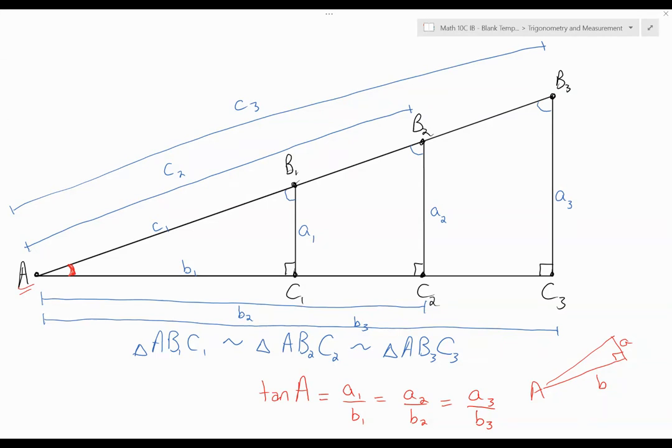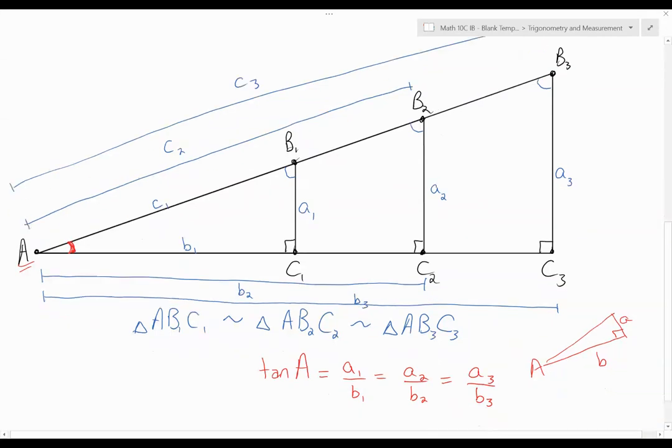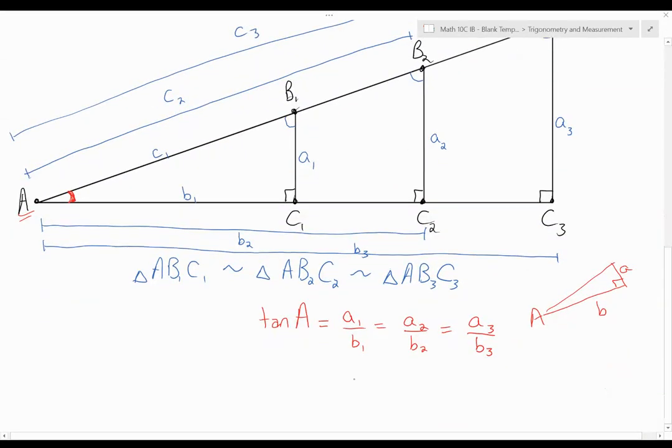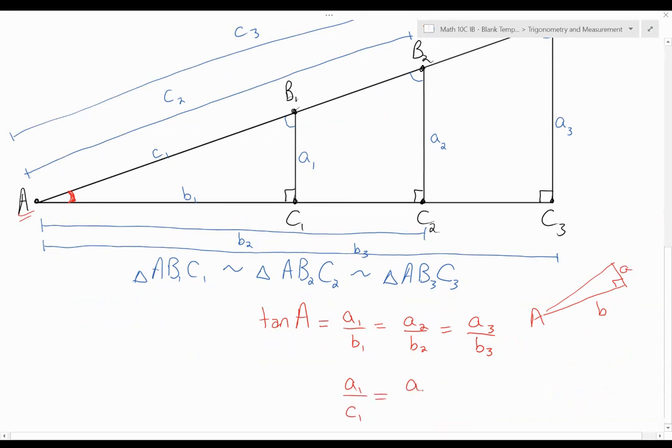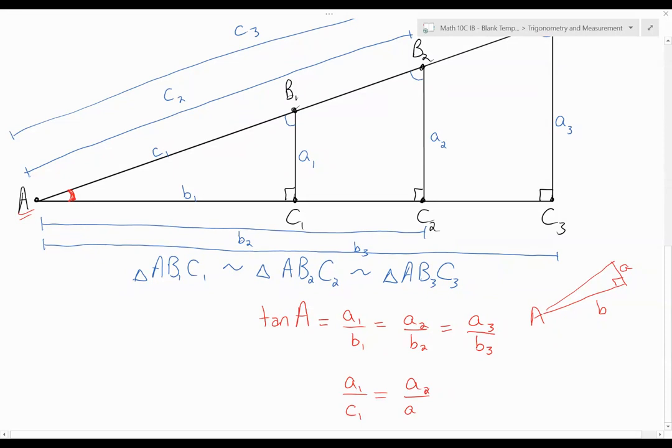But actually, any of the ratios of sides in this triangle will also be constant. I used A1 to B1 to start because we're already familiar with the concept of slope, but I could have said that the ratios of A1 to C1, A2 to C2, and A3 to C3 are also the same.